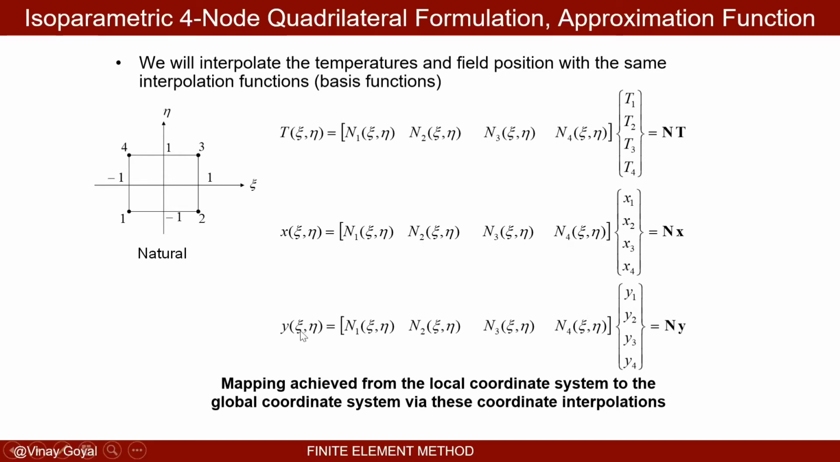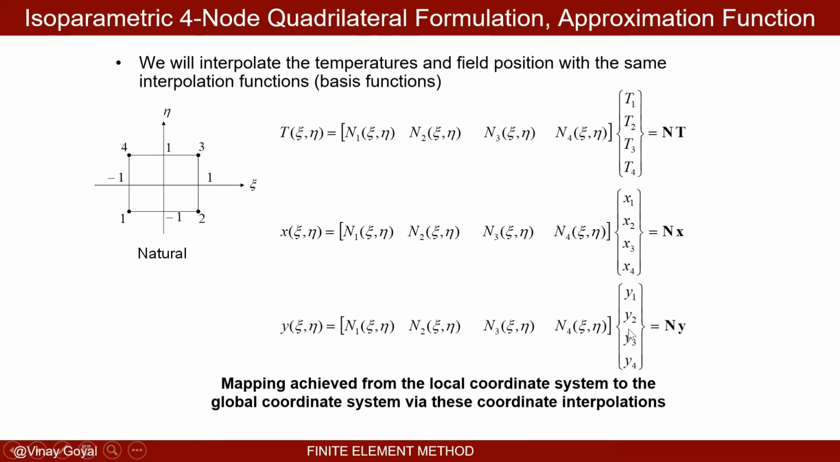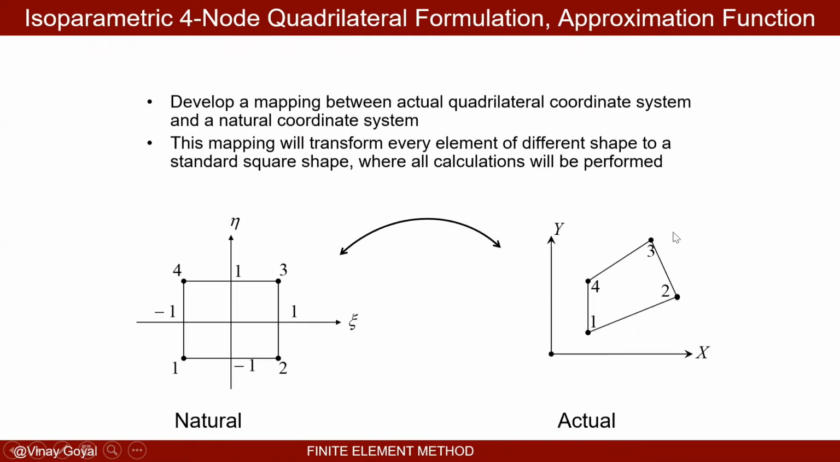We will do the same thing for the y coordinate. We'll take the y coordinates for nodes 1, 2, 3, and 4 and put them in this column vector. And then this row of shape functions will help me do the mapping. It will take values I put in here and return for me the y coordinate at this location.